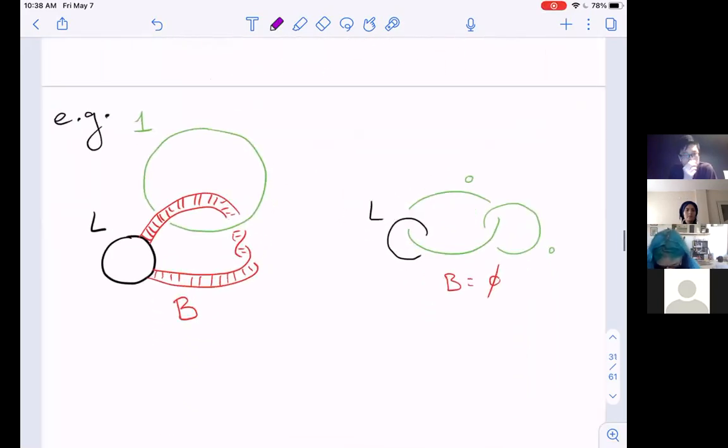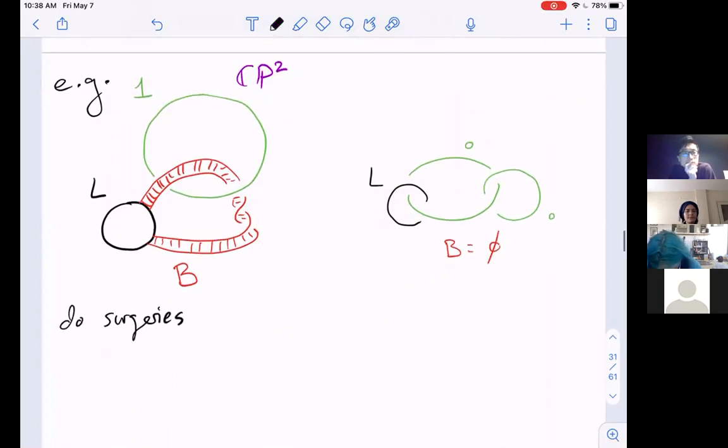So here's my Kirby diagram. I have my framed link here. It specifies a two handle. I don't have any one handles. So this is CP2. L is very obviously an unlink, an unknot, right? And if I do the band surgery, so if I do the surgeries, then L surgered along the band becomes this thing that looks like a Hopf link.